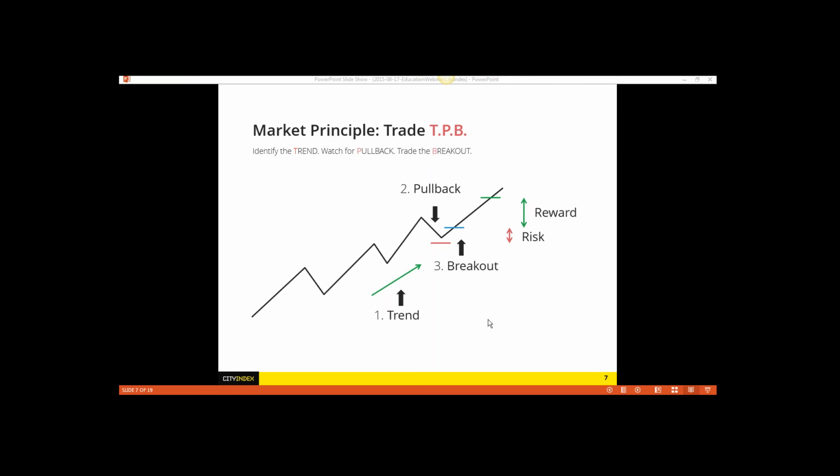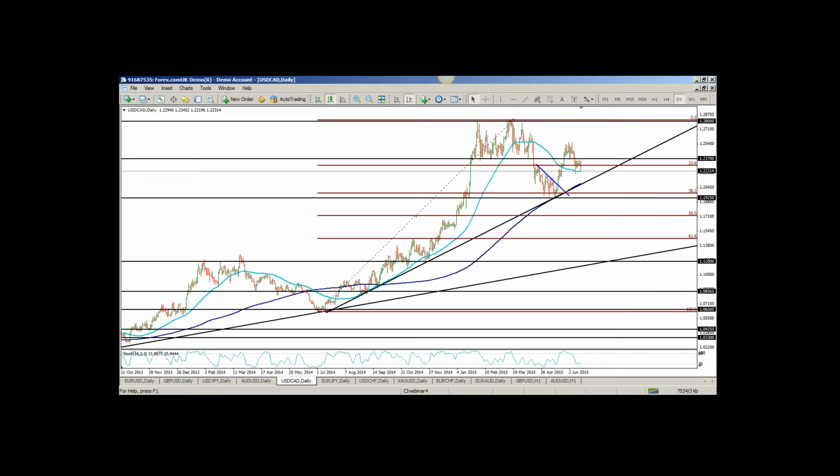I know a lot of you have seen this before, but basically we're looking for a trend, we're looking for a pullback, and then we're looking for some type of a breakout. Now, if we take a look at the dollar Canada chart, this epitomizes it pretty well. We have a trend, and this trend is outlined by this trend line, by this 200-day moving average, etc. We see a pullback, a pretty big pullback at that, but we have a pullback nonetheless down to key support. We have confluence of support, as I just mentioned to you, down here.